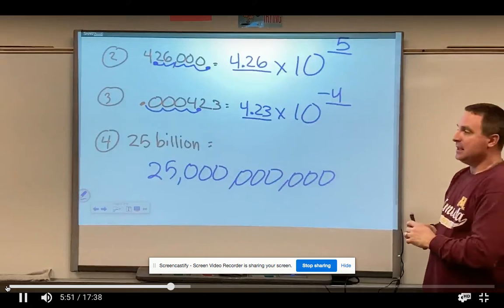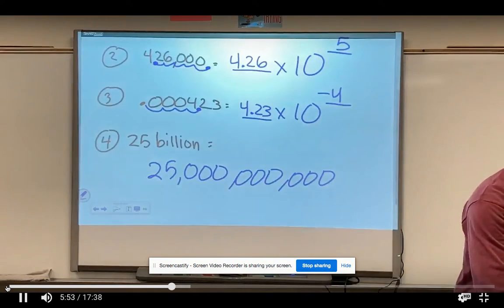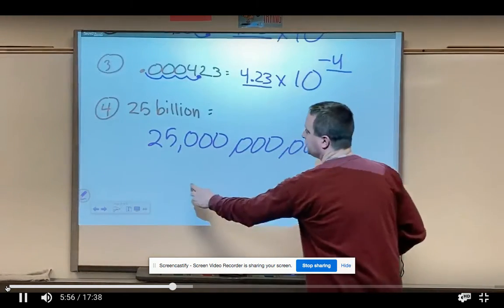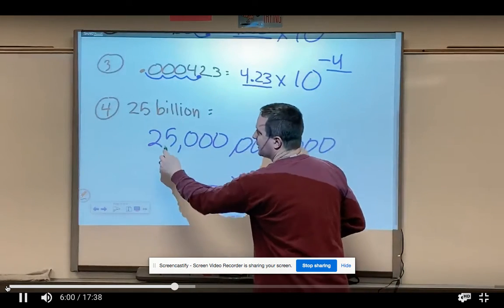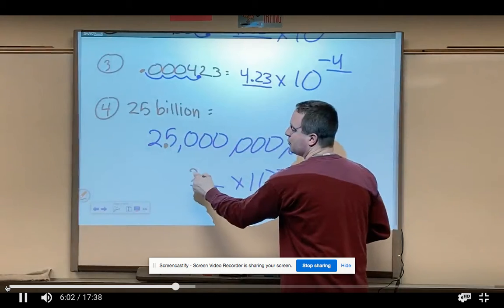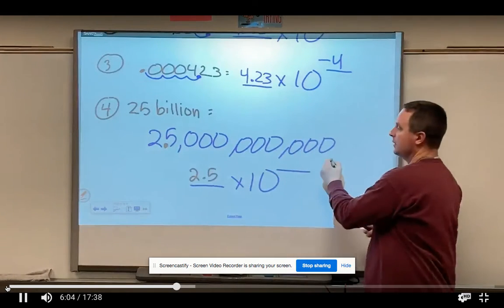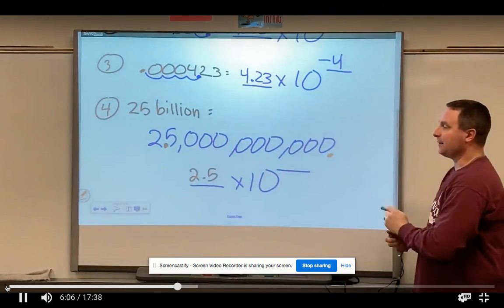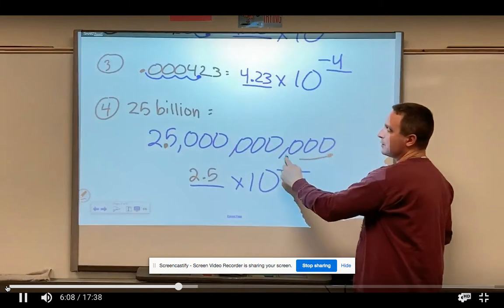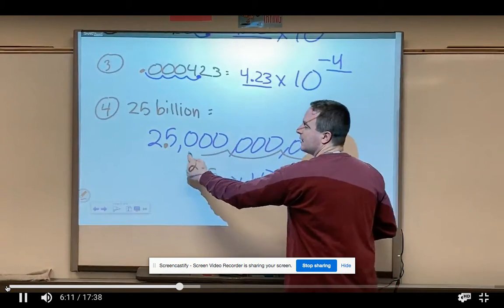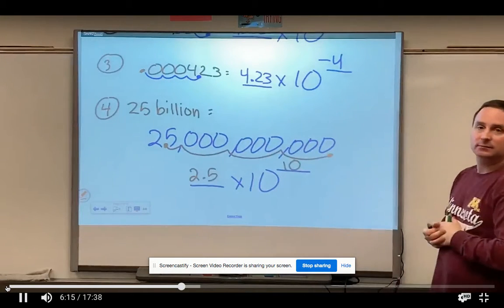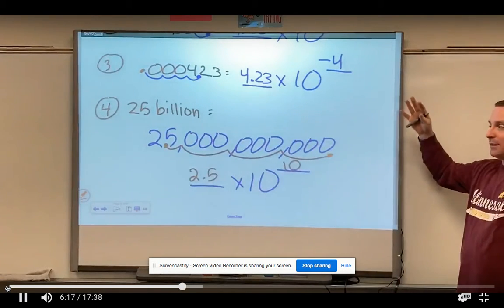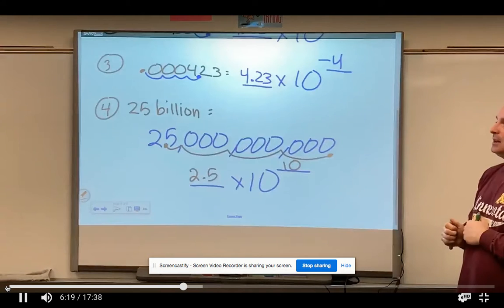25 billion. Okay, and if I want to change that number into scientific notation, I think my decimal point has to go right here after the 2, so 2.5. It starts there at the end, and if I count, I can kind of lump these together. I can do 3, 6, 9, 10, the 10th power. Okay, and it's a positive 10 because 25 billion is obviously a really big number.